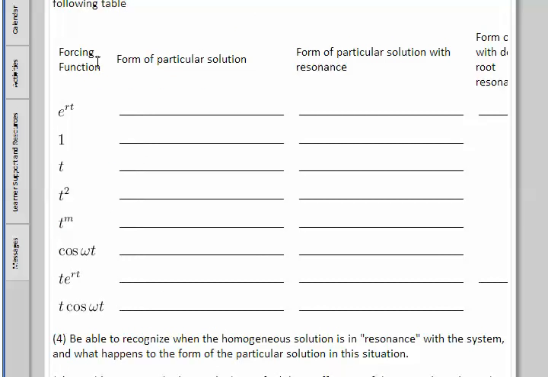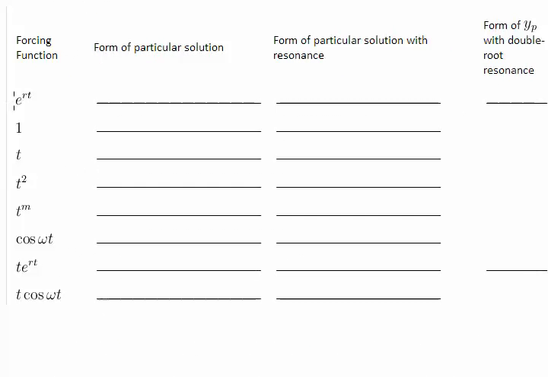Now the forcing functions are going to have some particular form of particular solution. So let me just fill these in. This won't actually take very long at all. If we've got an e to the rt in the forcing function, the particular solution is going to be y sub p equals just a sub 1 e to the rt. That constant, of course, has to be different from the earlier ones.